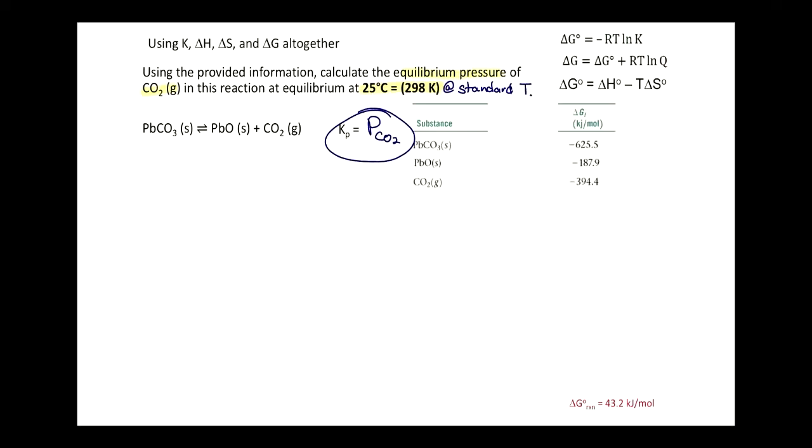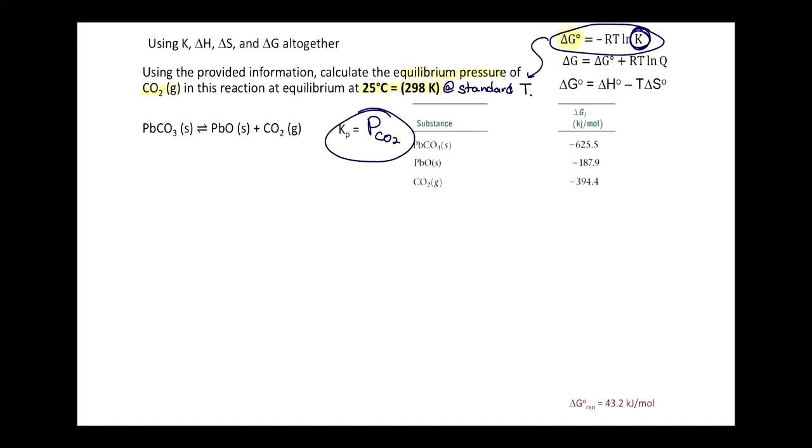If you look at all of the equations that we can use, the first equation is what we're going to use, because the K in this delta G naught expression gives us the equilibrium pressure that we need. We can also use this first one because notice this is delta G naught. That naught means standard conditions. We are at standard temperature, so we can go ahead and use it.